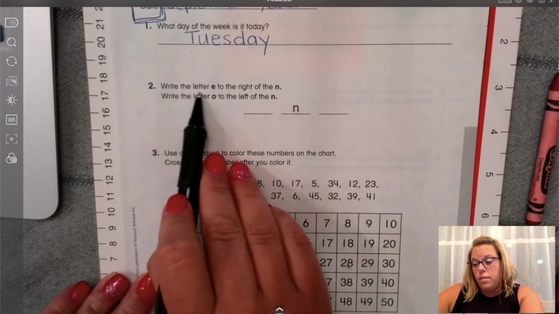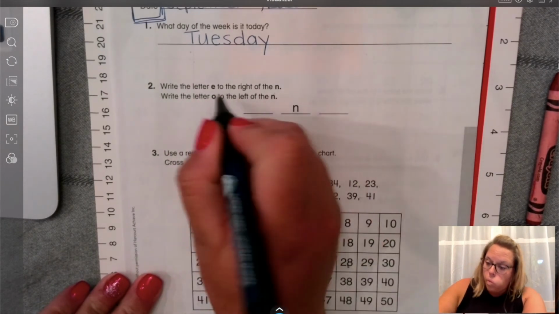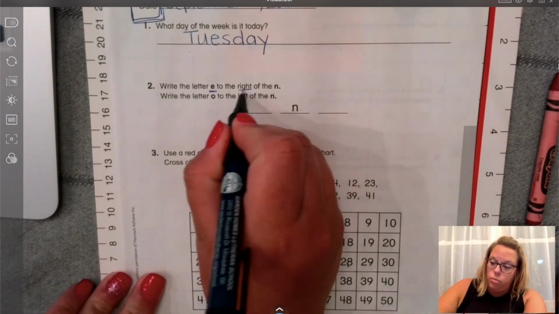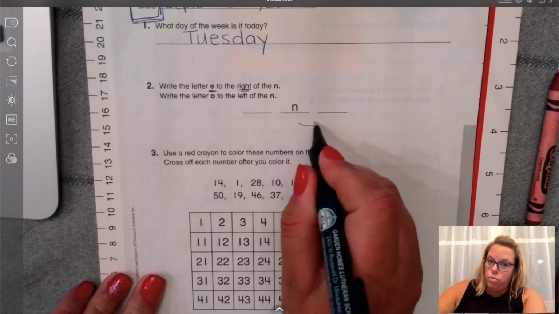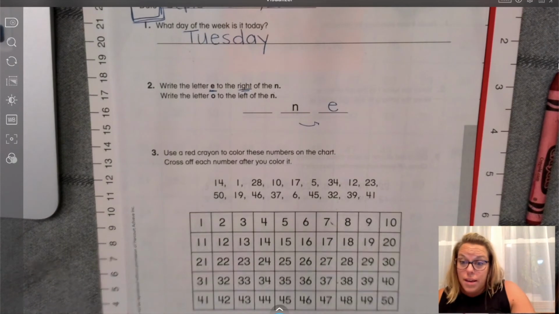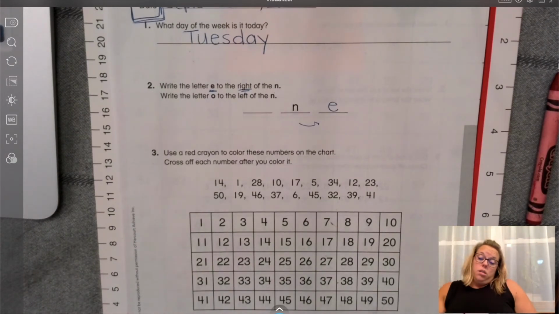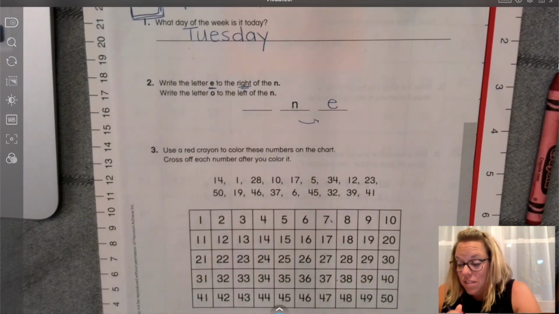It says, write the letter E to the right of the N. What letter? E. Where? To the right of the N. So find the N. To the right, I'm going to put an E. Notice it's a lowercase e. It's not an uppercase E. It's not capitalized. It's lowercase. Why? So it looks like in the directions, okay?